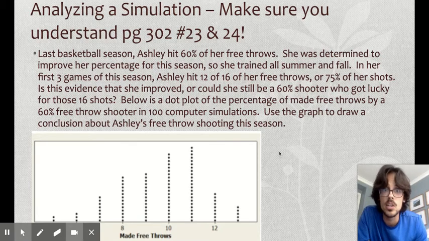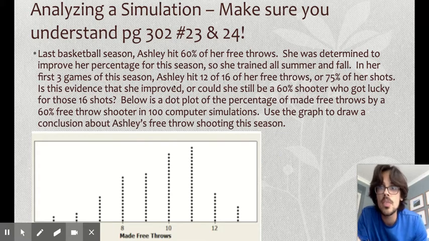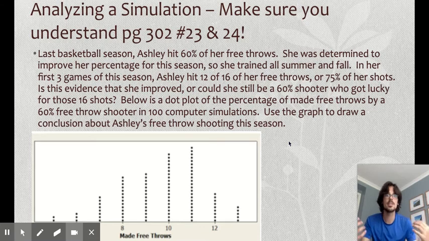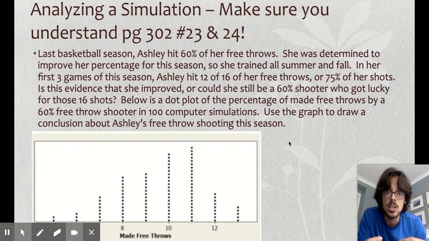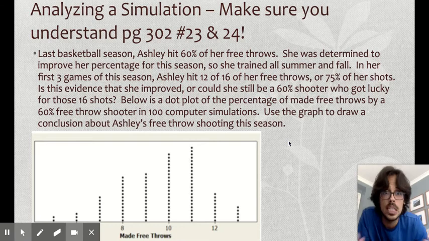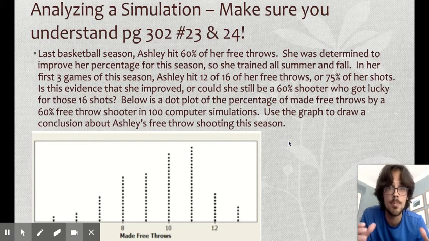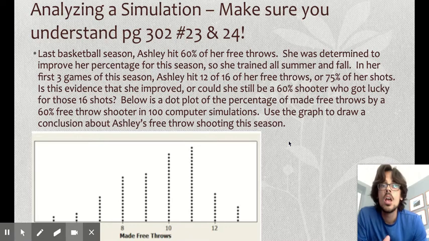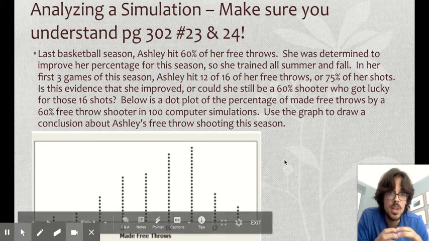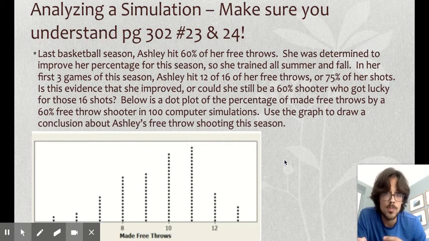She wants to get better and she trains and practices and all that. And then in the first 3 games of the season, she hit 12 of her 16 shots, which is a 75% rate. So we want to see, based on that evidence, whether that's convincing enough that, oh yeah, she actually has gotten better, or could she still be a 60% shooter who's just got lucky in her first couple of games and had a sample where she did better than usual? That's the basic premise of this problem. Is the evidence from her first 3 games enough that we can be confident she's no longer a 60% shooter?